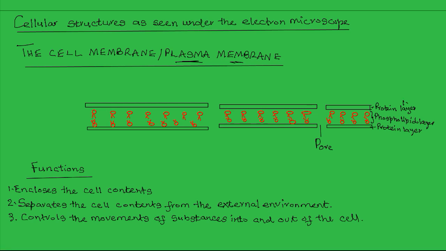One, a protein layer, a phospholipid layer, and a third protein layer. So in effect, there are three layers consisting of a phospholipid layer that is sandwiched between two protein layers. The membrane is very thin and flexible. It also has pores.